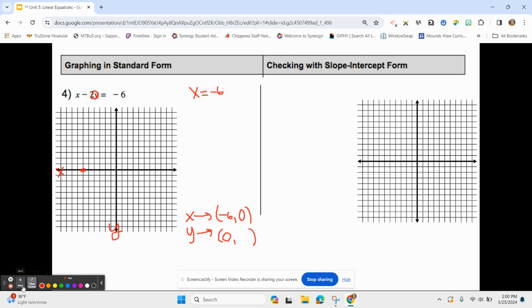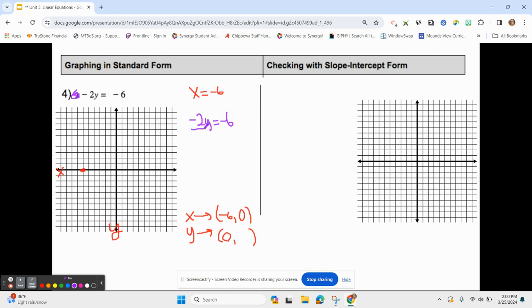And now to find the y-intercept, I need to put a 0 in for my x. Now be careful with this one, because by putting a 0 in for x, this is gone. That subtracting 2y is really negative 2y equals negative 6. So just because of that negative out front, don't forget about it. We need it. It makes the 2 negative.